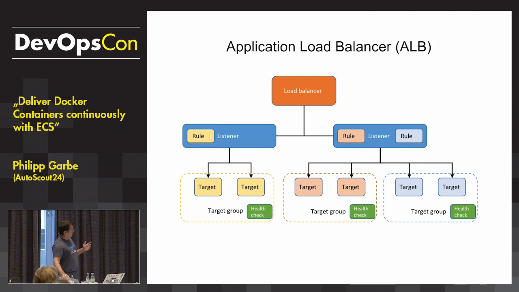In case of ECS, the target group is an ECS service, and the targets are the containers or the tasks that are running. The good thing is we don't have to take care of that. We just have to tell the ECS service the name, give the target group, and that's it. All the containers that are started by ECS are then automatically added to the load balancer. And once the health check is green, then the traffic also comes into these containers.